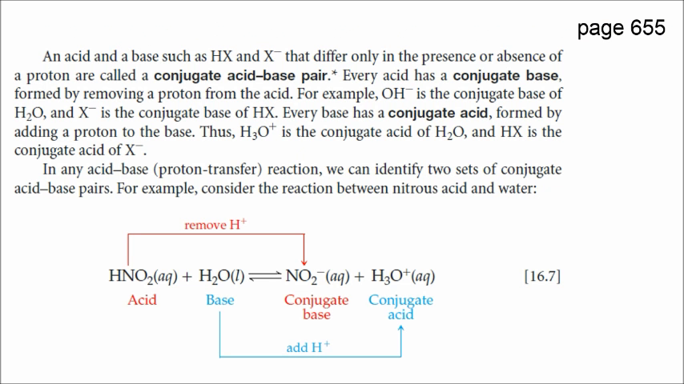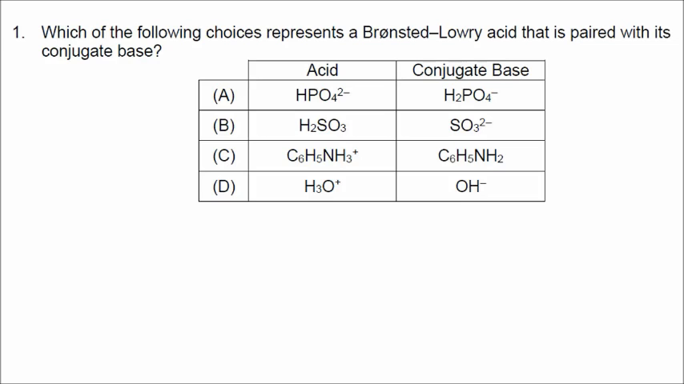On page 655, you can read about a definition of the conjugate acid-base pair, and it says that every acid has a conjugate base formed by removing a proton from the acid. So the problem with choice A is that you're actually adding a proton instead of removing one. The problem with choice B and D is that you're actually removing 2 protons to go from the acid to the conjugate base. So the correct answer is choice C. If you remove H plus from that particular formula, then you will get the conjugate base.